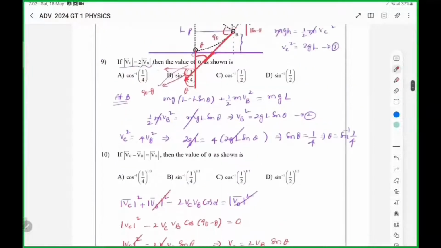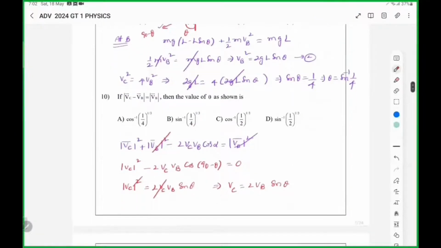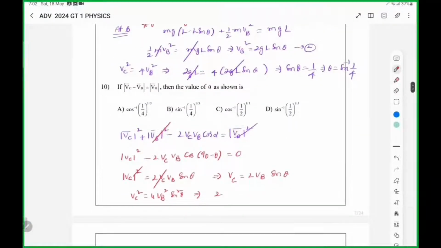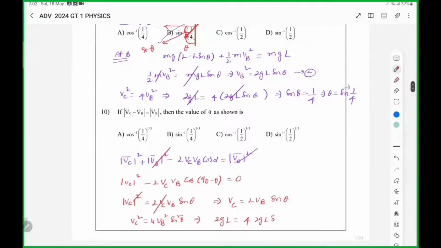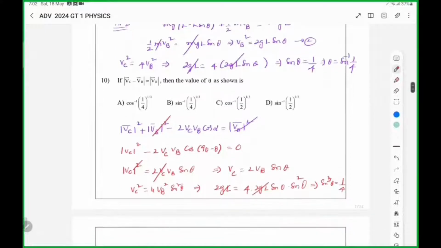So Vc we know is root of 2gL. Squaring both sides, we get Vc square is 4 Vb square sin square theta. Vc square is 2gL, Vb square is 2gL sin theta into sin square theta. So here if you square it, you get sin cube theta is 1 by 4. Sin theta will be 1 by 4 to the power 1 by 3. So B is the answer.